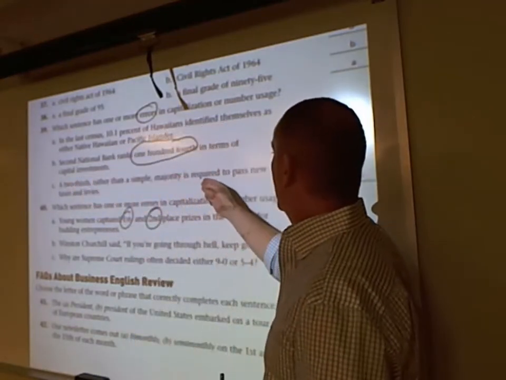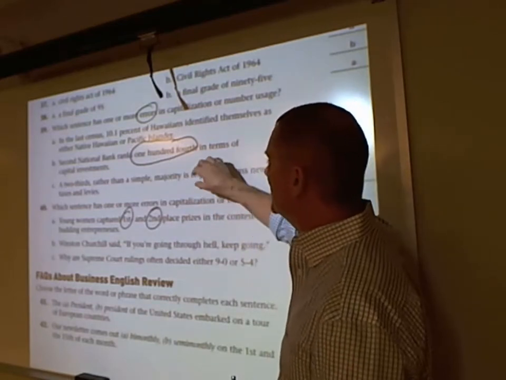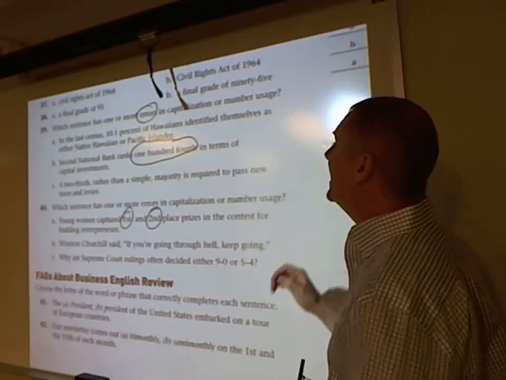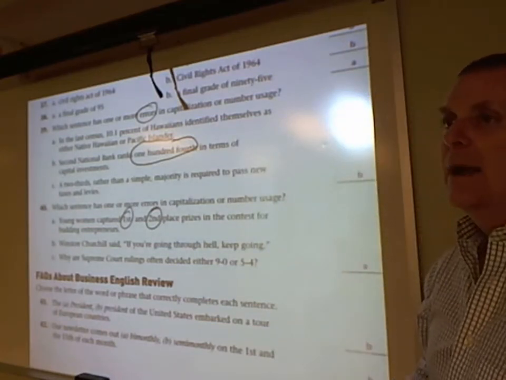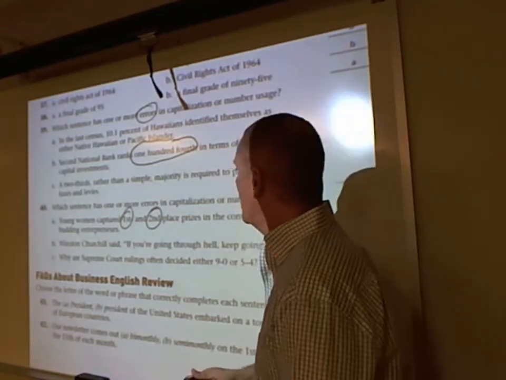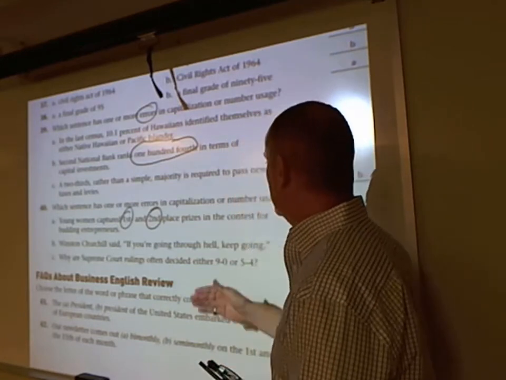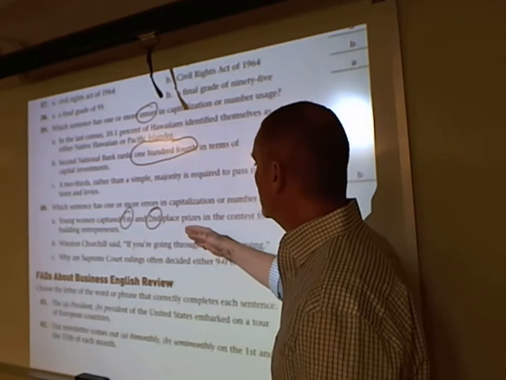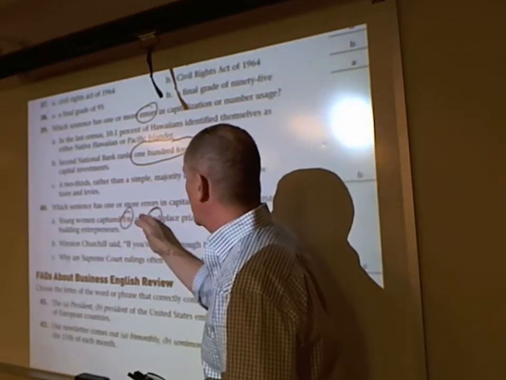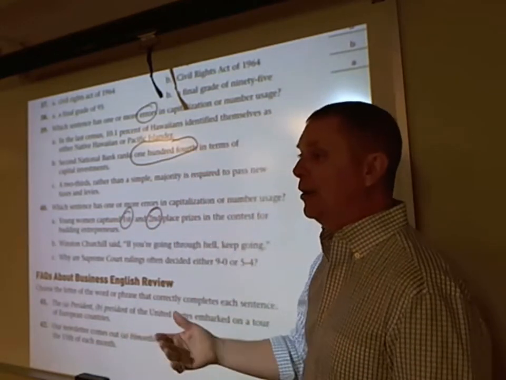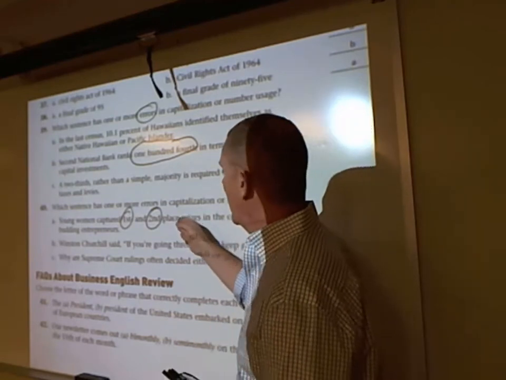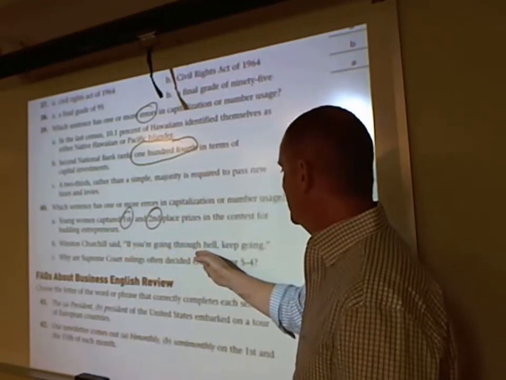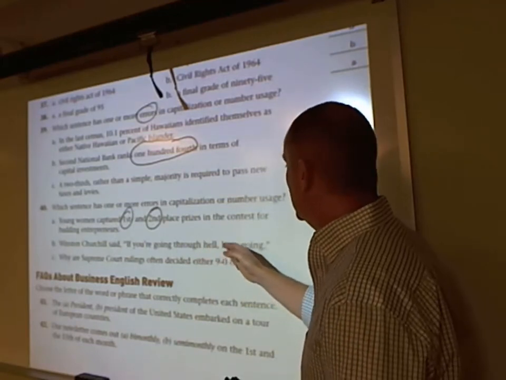Then finally, number 40. Young women captured first and second place prizes in the contest for budding entrepreneurs. First and second, whenever you're talking about positions, should be spelled out as words. Winston Churchill said, comma, quote, capital, if you're going through hell, keep going. And hell is not capitalized, and it's end quote with a period on the inside, so letter B is correct.